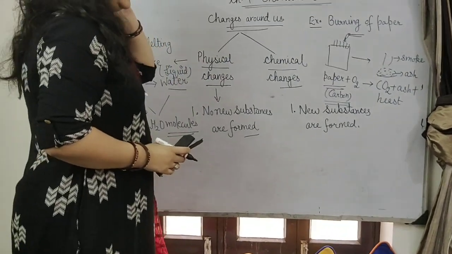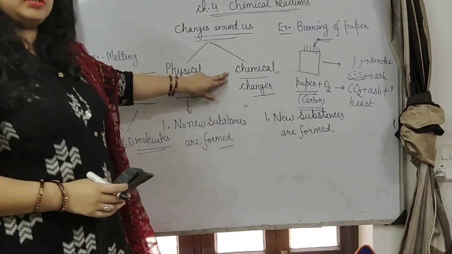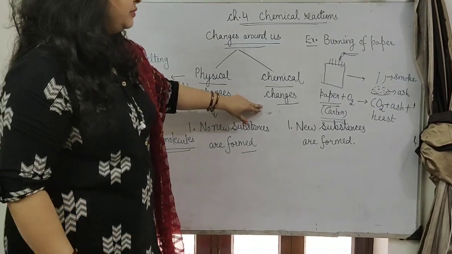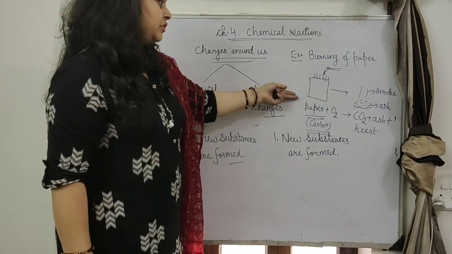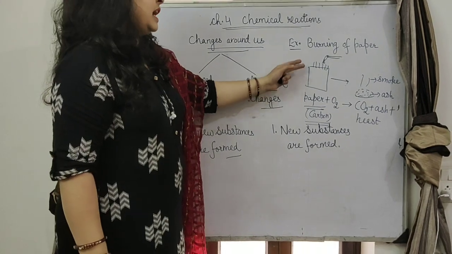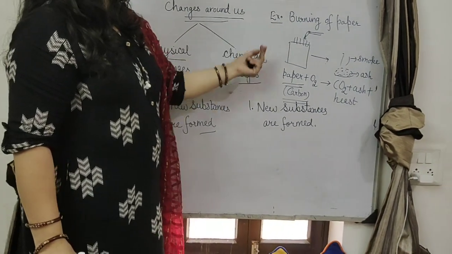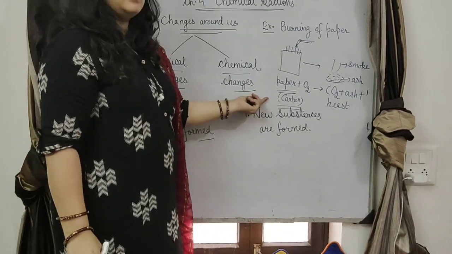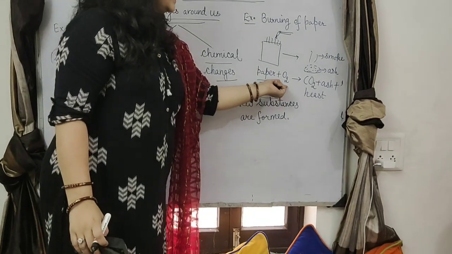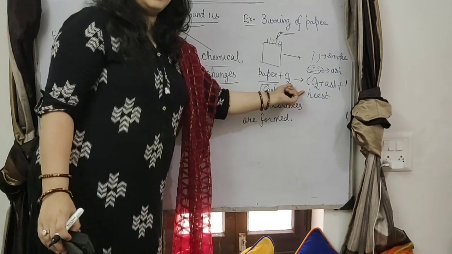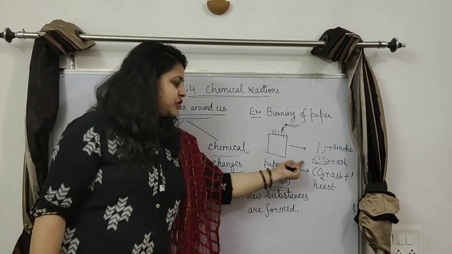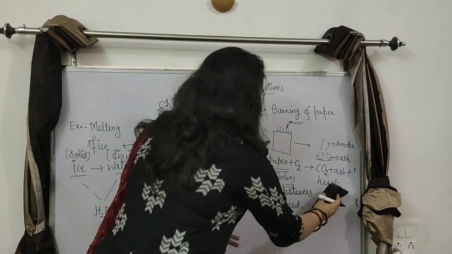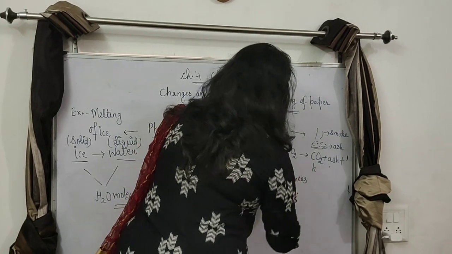So we can say that chemical changes are those changes in which new substances are formed. Initially we are having a paper, and when we burn this paper, the carbon present in the paper combines with the oxygen and gives us what? Carbon dioxide, that we can see in the form of smoke. Ash is produced, plus heat is produced.